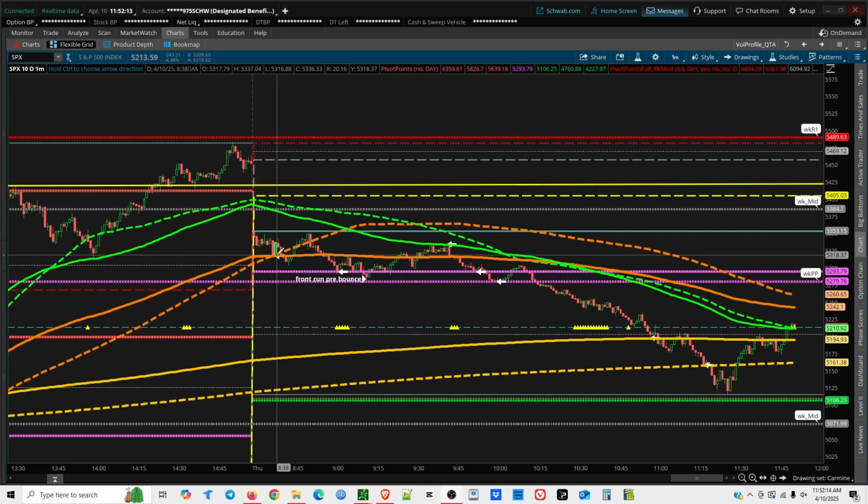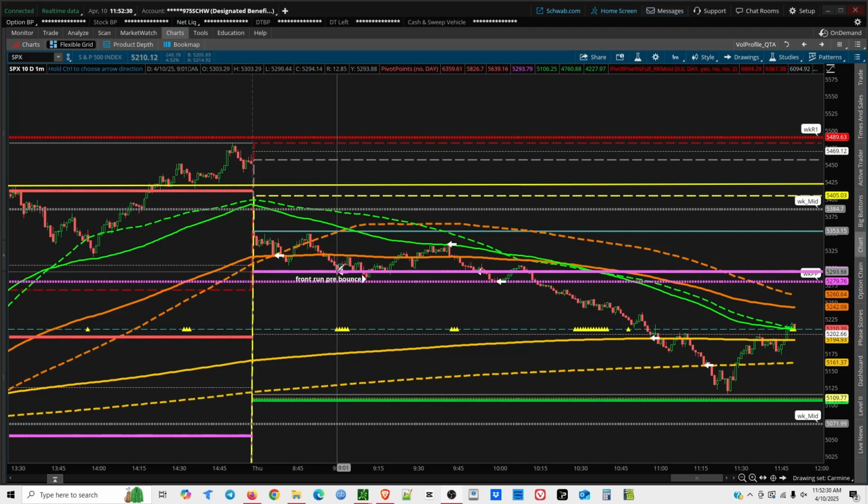And that's not always the case. Often there's a second bounce. But in this particular case, I waited for price action to come down to this pivot point on SPX right there. Now, let's take a look at some of the other instruments.